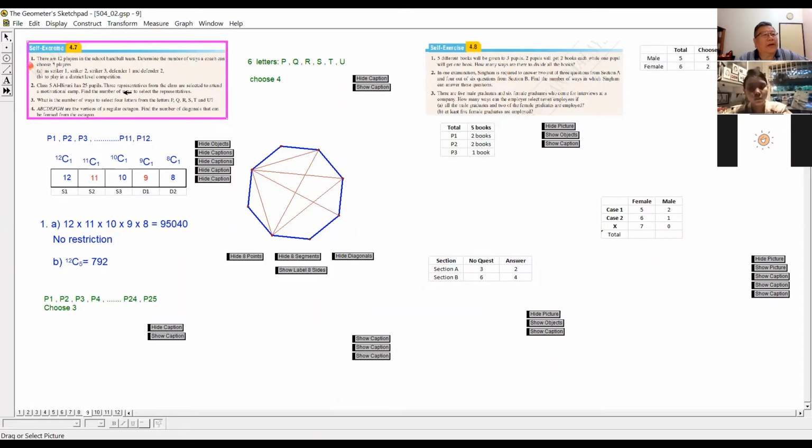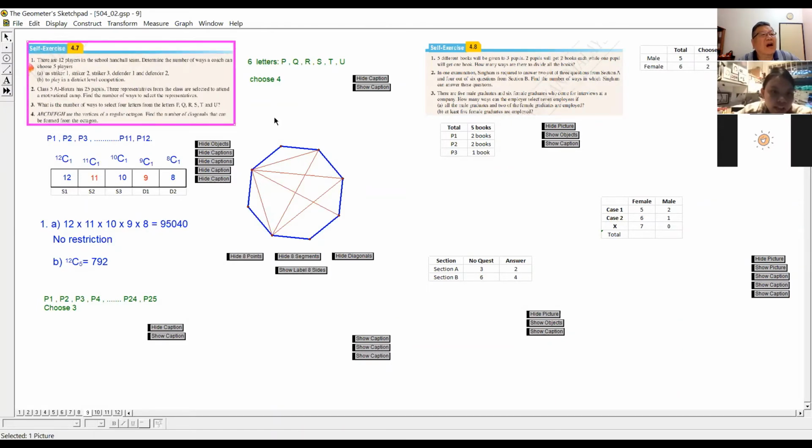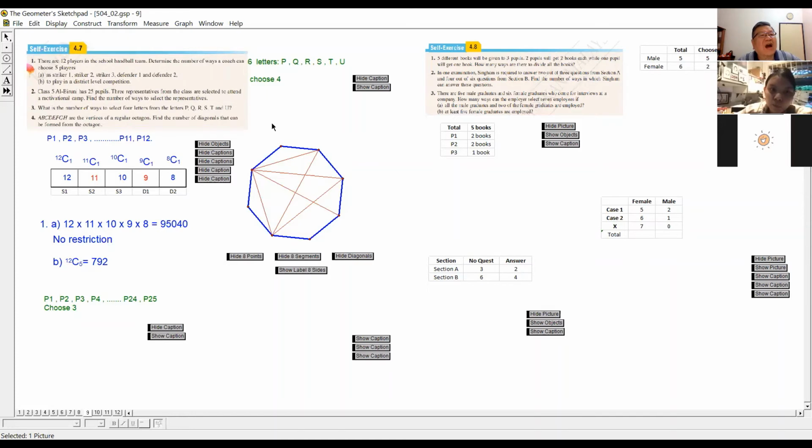Okay, question number two. Can you read question number two? Class 5 Al Biruni has 25 pupils. Three representatives from the class are selected to attend a motivational camp. Find the number of ways to select the representatives.